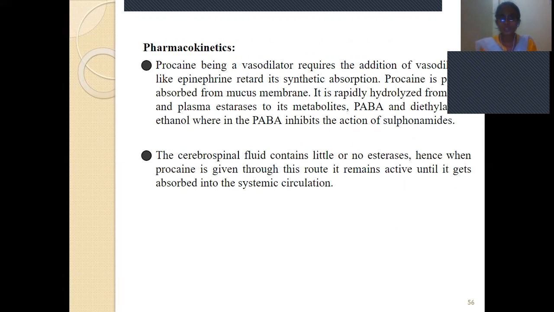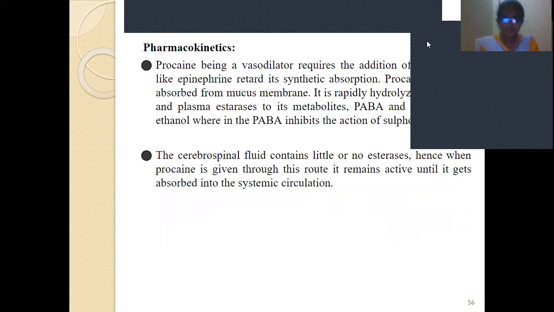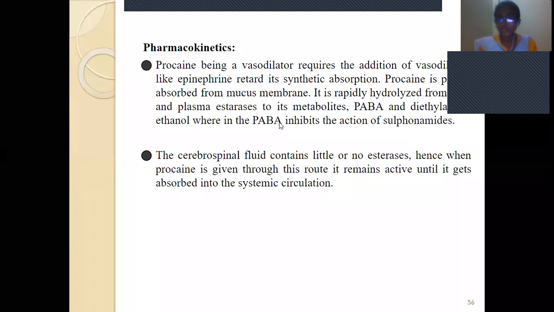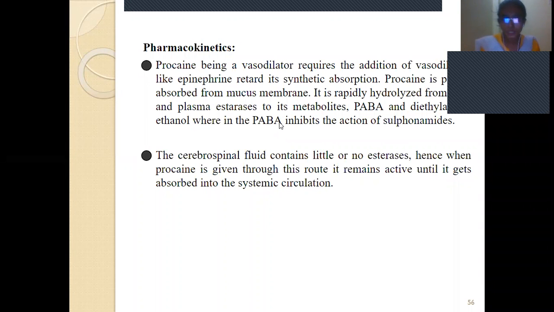So next, pharmacokinetics. Procaine is a vasodilator, so it requires the addition of vasoconstrictors like epinephrine, which retards its systemic absorption. Procaine is poorly absorbed from the mucous membrane. It is rapidly hydrolyzed by plasma esterase to its metabolites. So PABA means para-aminobenzoic acid and diethylamino ethanol, where the PABA inhibits the action of the sulfonamides.